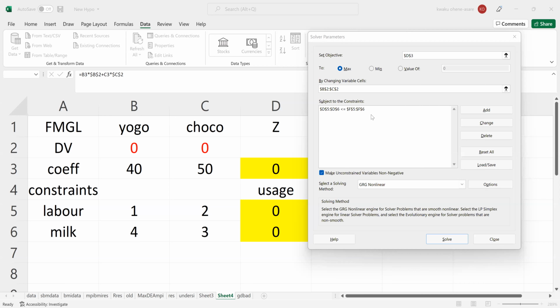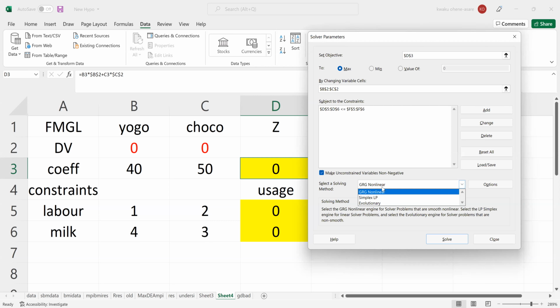All right, so I'm sure most of you have followed. You would take the unconstrained variables non-negative. Take it if it's not ticked. Then you come down, select a solving method. Please click it and you see that the method we are using is the simplex method. The simplex algorithm, which I mentioned in the beginning of this course, is the one that was engineered by George Dantzig in 1947. This simplex linear programming algorithm is what we are using. So select the simplex algorithm and you are done.